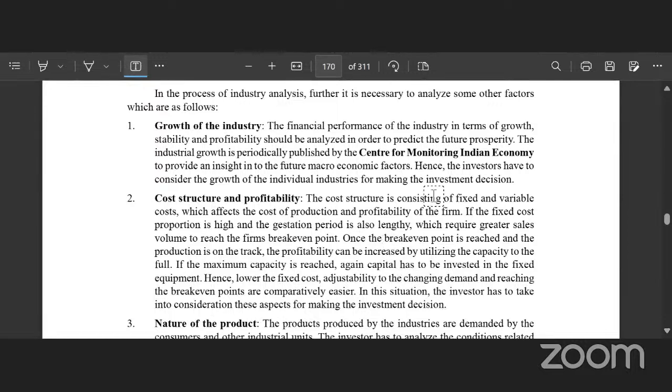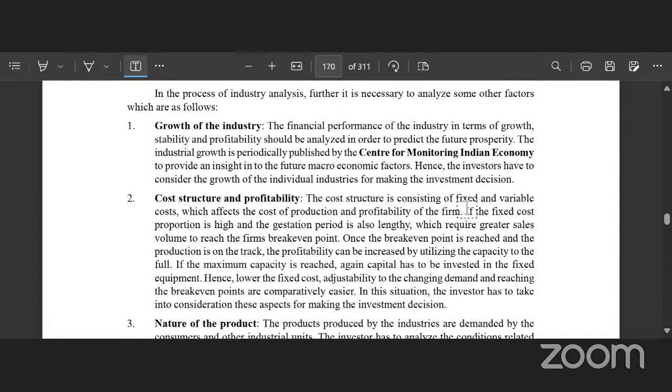The growth of the industry, in terms of growth, stability, and profitability, should be analyzed in order to predict future prosperity. CMIE, the Centre for Monitoring Indian Economy, generally publishes data related to the growth of various industries. We can take the data from that and understand the growth in a particular industry.